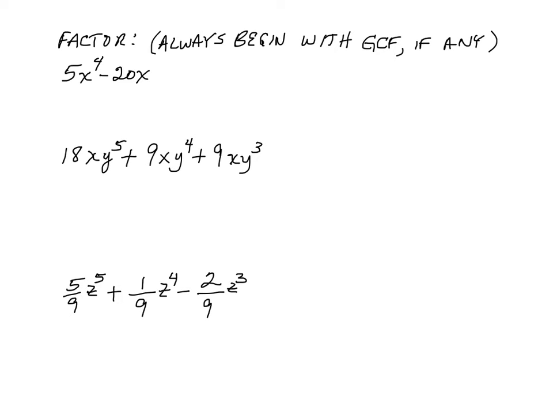Okay, so look at 5x to the fourth minus 20x. What is the GCF? Well, the GCF is going to be 5x. That's what they have in common. And if you factor that out, you're going to be left with x to the third minus 4. Check it out and see that it multiplies out to be the right thing. 5x times x to the third is 5x to the fourth. 5x times negative 4 is negative 20x.